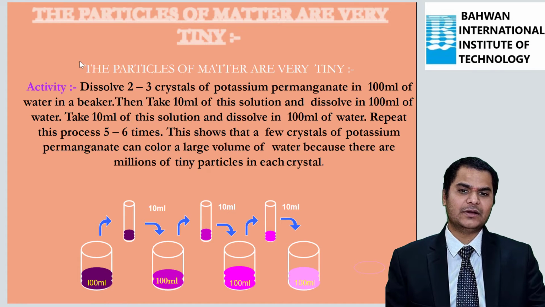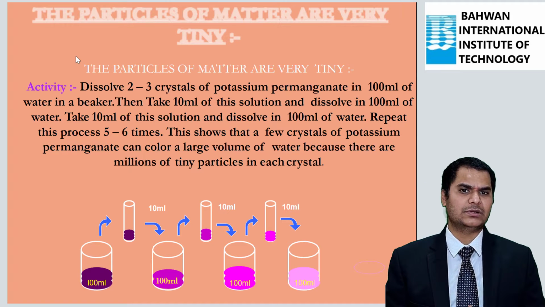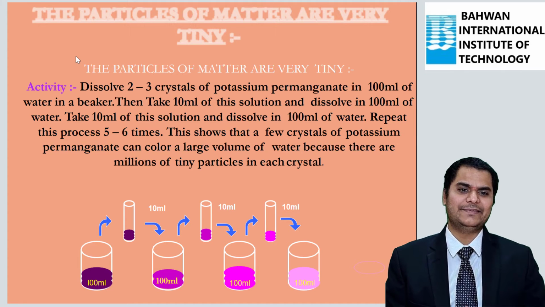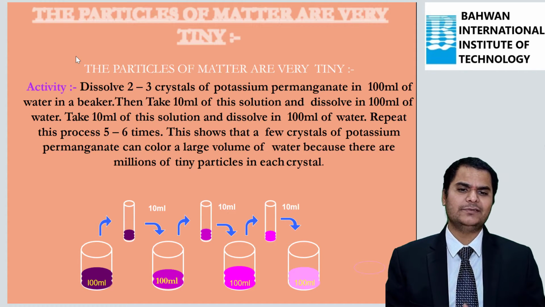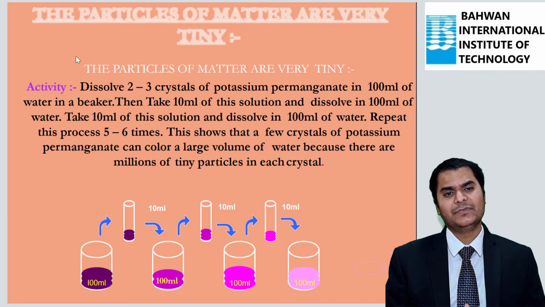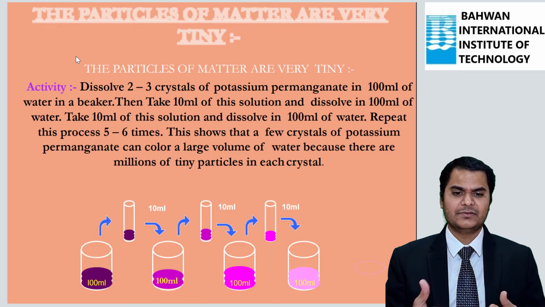Let us do some activities which prove some of the properties of matter. The first property is that the particles of matter are very tiny. To prove this, we take one beaker with 100 ml of water. Then we add 2 to 3 crystals of KMnO4, which is potassium permanganate. Obviously the solution becomes purple in color.